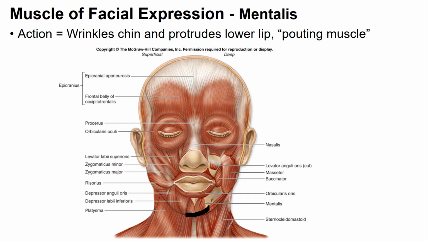Our mentalis muscle is a deep muscle towards the chin, so it will be towards the midline. And this attaches to the lower lip, and when it contracts, it moves the lower lip so that a person is pouting.